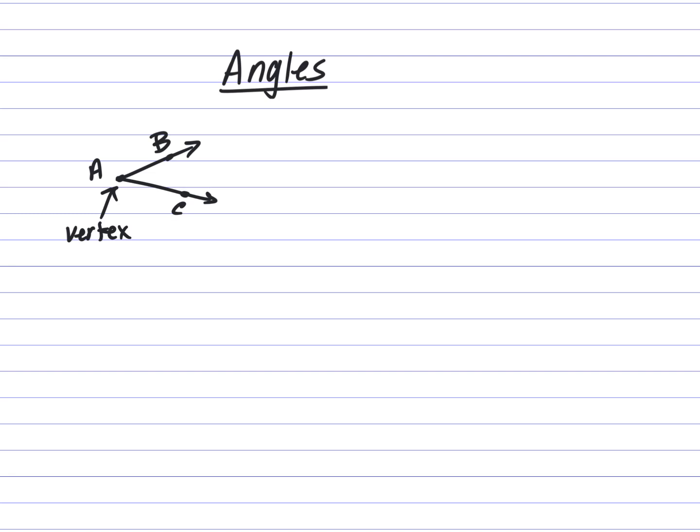And when we name angles, we could call this angle A. We could also call this angle BAC, and we could also call it angle CAB. But when you're naming an angle, if you're using three letters, you have to make sure that the vertex is in the middle. And if you're using one letter, which you cannot always use, when you're using one letter, it has to be the vertex.